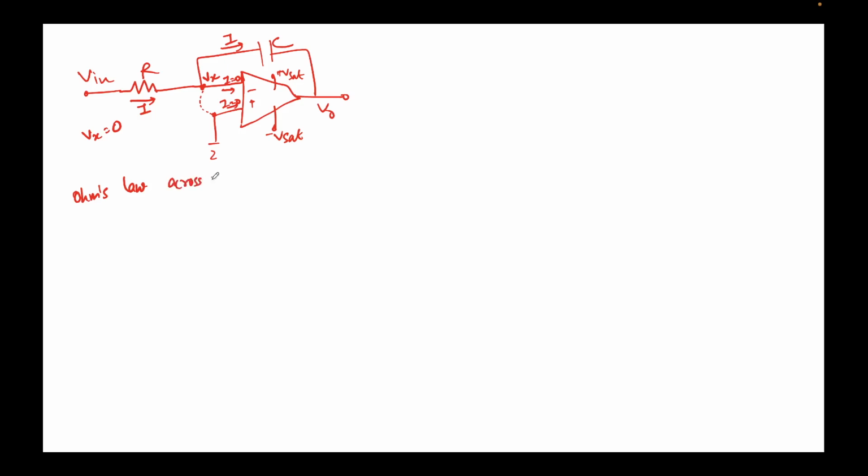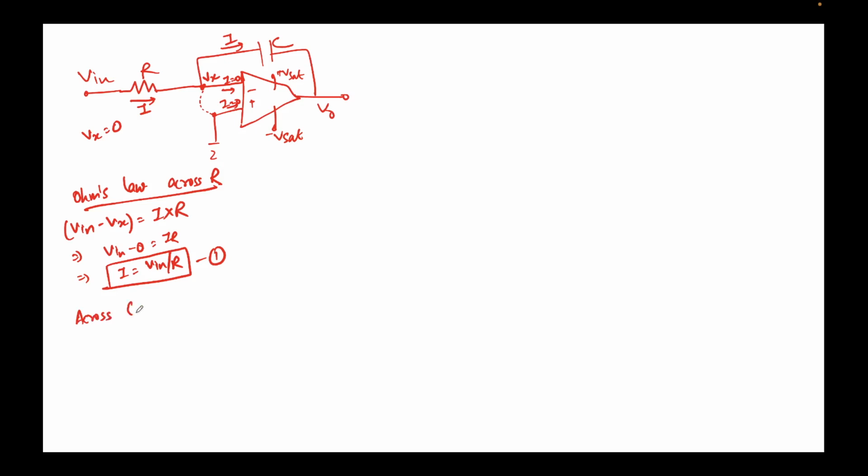Okay, now let's apply first Ohm's law across the resistor R. We can simply write V in minus Vx equal to the current flowing through the resistor, which is I, times the value of the resistor, R. So, since Vx is 0, V in minus 0 equals IR. This implies I equals V in over R. Let's call this expression 1.